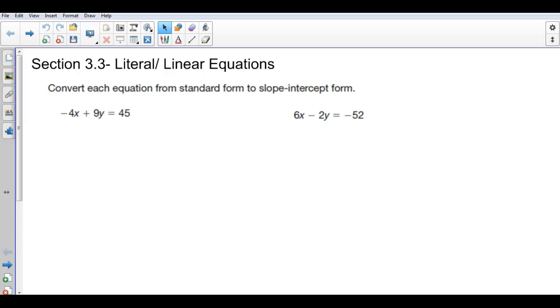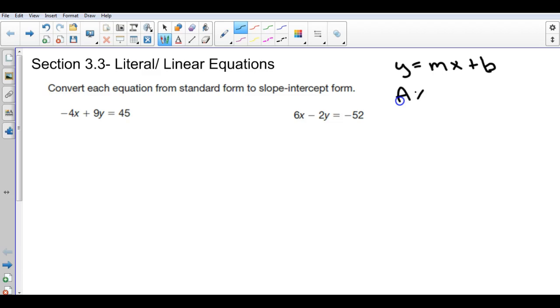We're going to talk about literal and linear equations. So literal equations are when we have a lot of variables going on. Linear equations you've already seen before in slope-intercept form, which, just to refresh your memory, was y equals mx plus b, where m was the slope of a line and b represented our y-intercept.